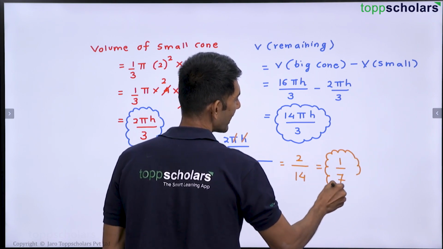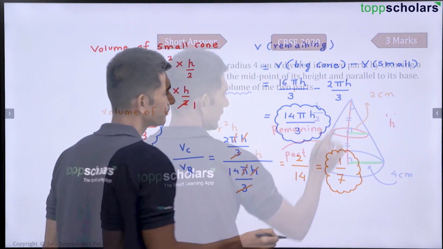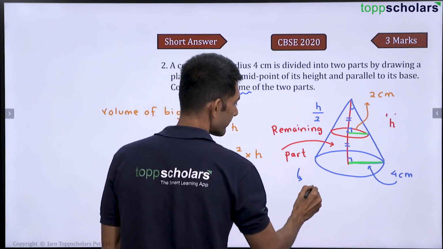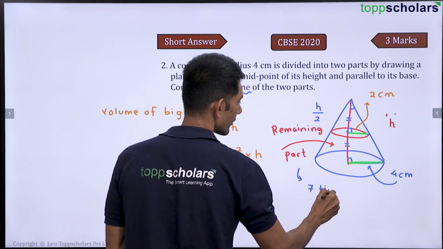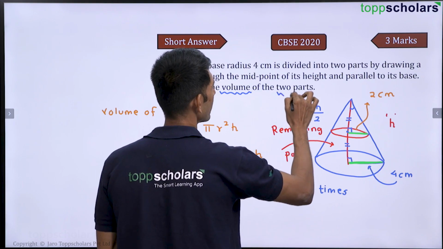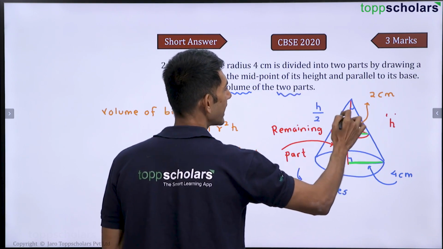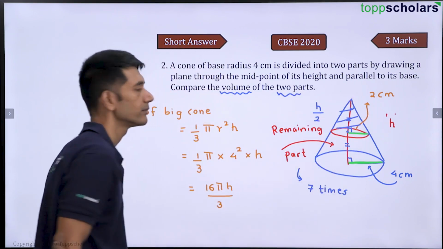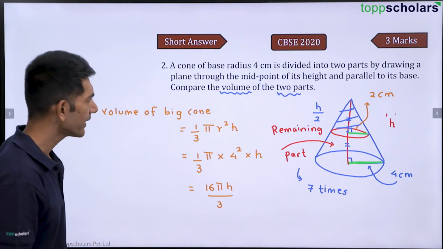So what is the comparison here? The comparison is that this remaining part is 7 times the remaining part of the second part. The volume of the second part is 7 times the volume of the first part. That's it. That is the final answer.